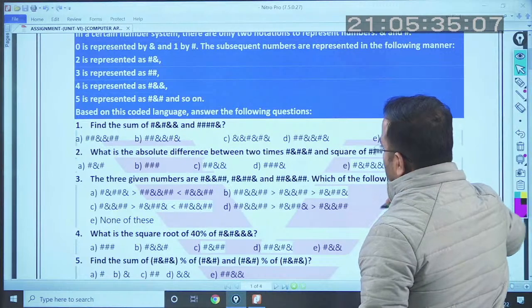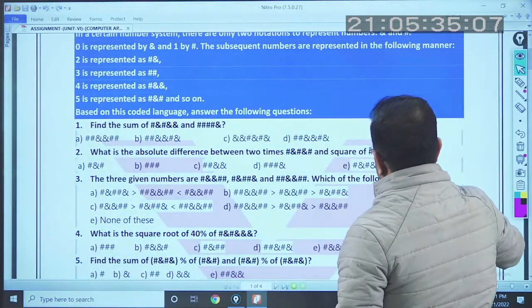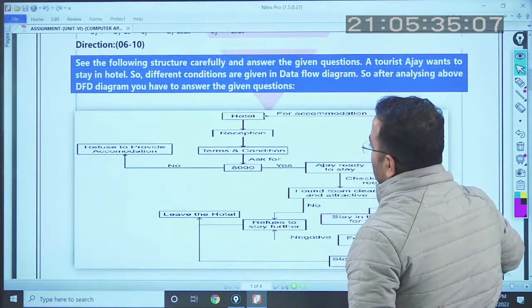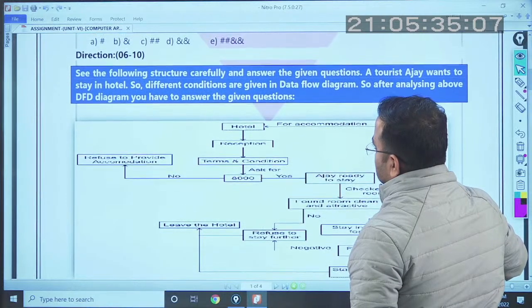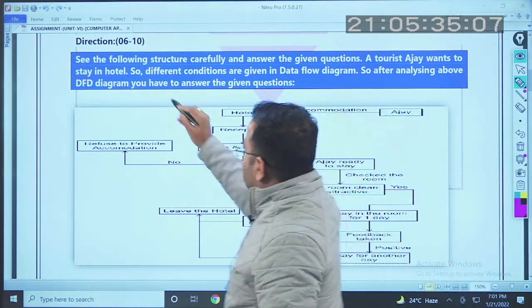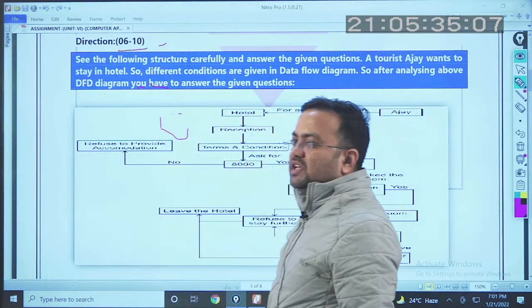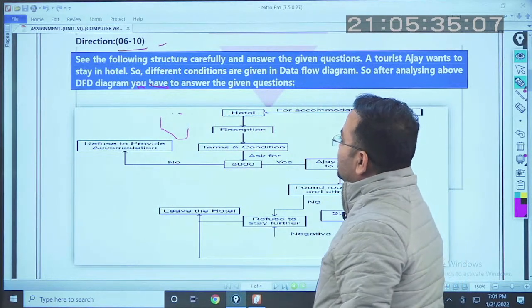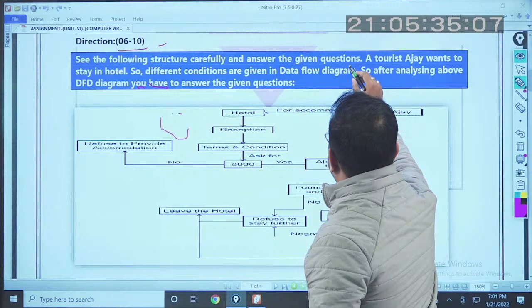Okay students, go to another questions. The question is nothing but a data flow diagram. So students, see here, direction from question number 6 to 10. So what is the question? The question is given, see the following structure carefully and answer the given question.